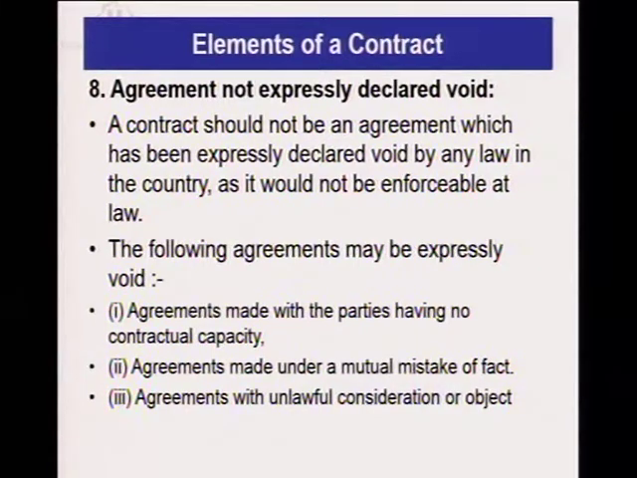Agreements made under a mutual mistake of fact. The law says if an agreement is based on a mutual mistake of fact, like the Mazda Toyota Altis example, then there is no agreement at all. Agreements with unlawful consideration or object, like the consideration is murder, one murders for you, then you pay the person, or selling of cocaine, because those are illegalities that are not entertained by the courts. Therefore, according to the law, you cannot form a contract around that.